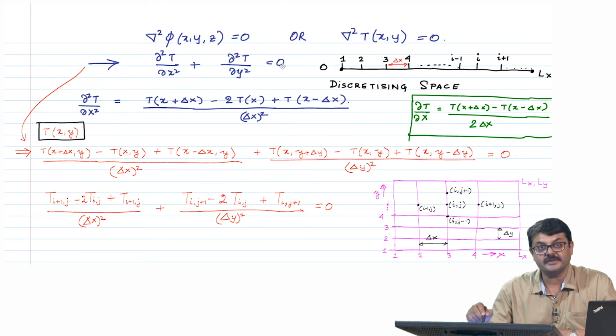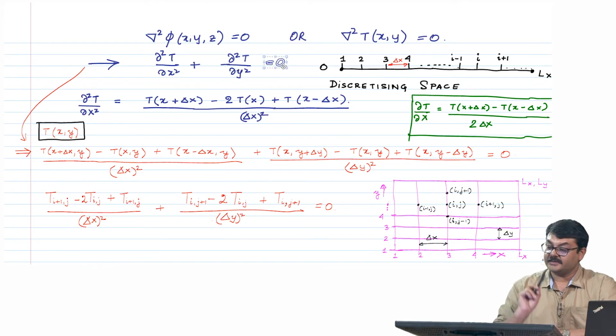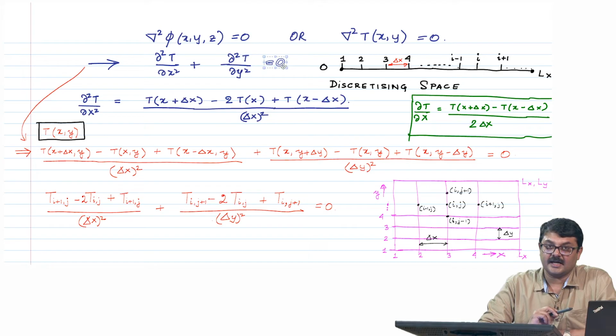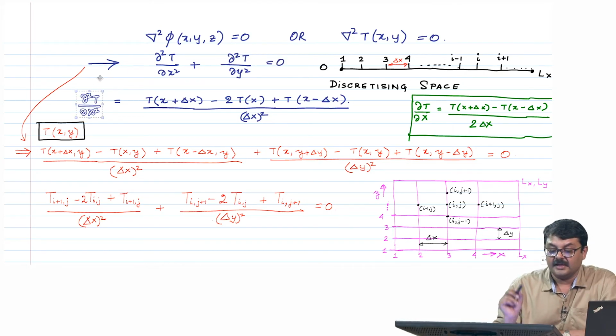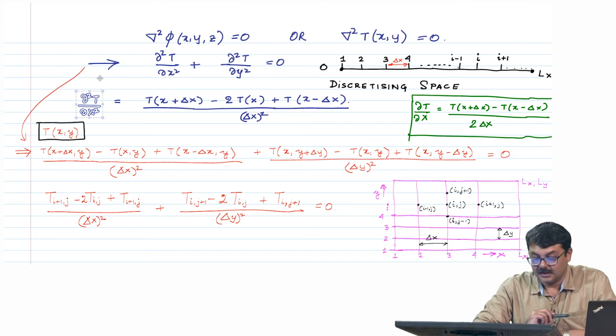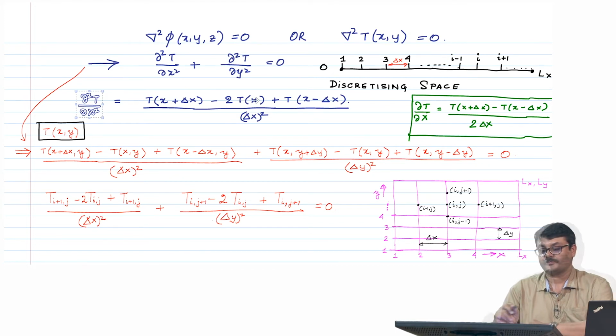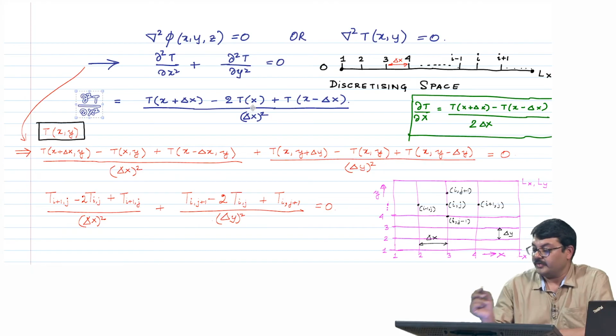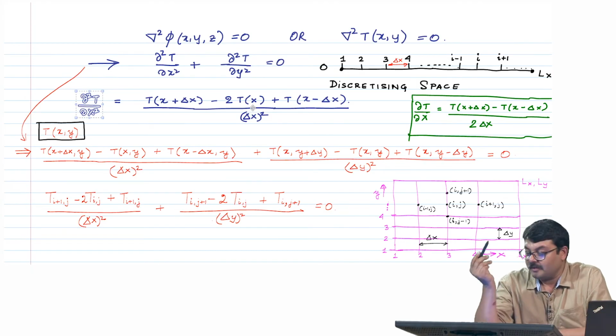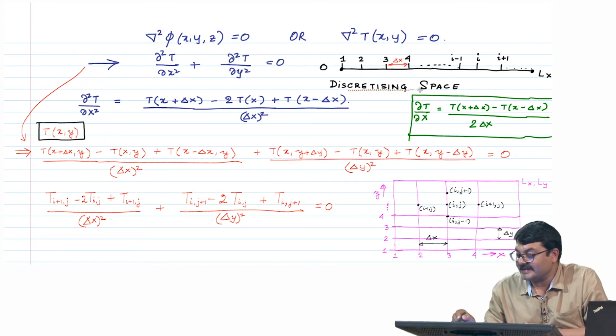And just to remind you from the last class, by the finite difference formula, one can write del 2 T del x 2 as T at x plus delta x plus T at x minus delta x minus 2 T calculated at x, divided by delta x square. So, what are we doing? We are basically discretizing space.